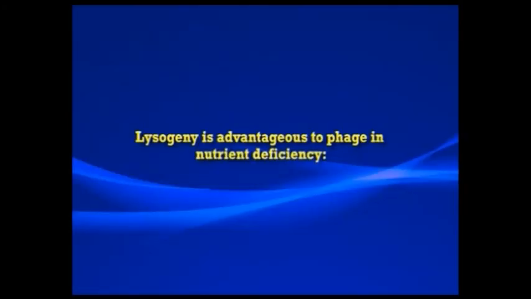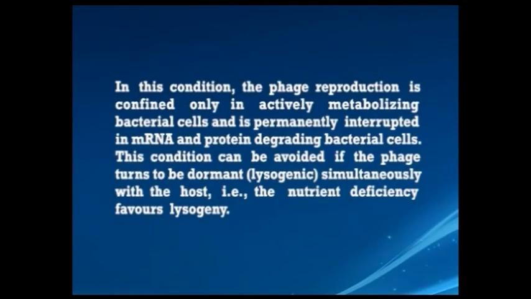The second significance is that lysogeny is advantageous to the phage in nutrient deficiency. Bacteria enter dormancy in a phage infected culture that becomes nutrient deficient, and they degrade their own messenger RNA, that is the mRNA, and the proteins. In this condition, phage reproduction is confined only to actively metabolizing bacterial cells and is permanently interrupted in mRNA and protein degrading bacterial cells. This condition can be avoided if the phage turns dormant, that is lysogenic, simultaneously with the host. That is, nutrient deficiency favors lysogeny.